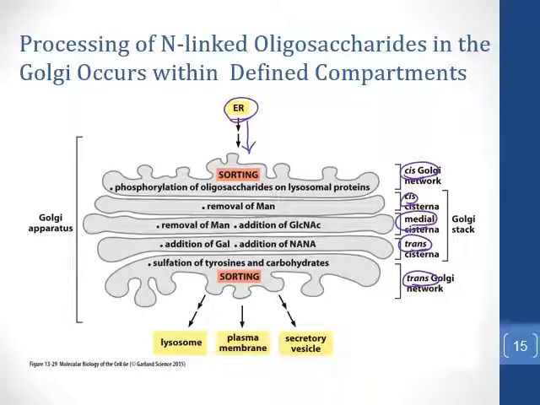Now, again, I don't want to get bogged down on that here. We'll talk about it later. The point, though, is this. The cis Golgi network is the compartment of the Golgi apparatus that's closest to the ER.